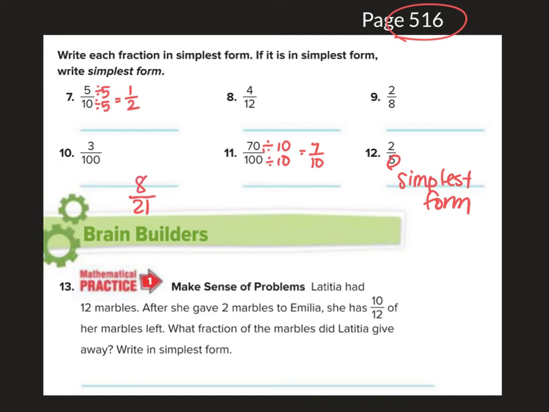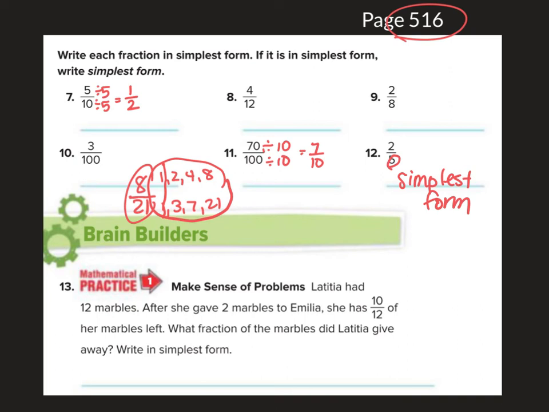Okay, 8/21. So 8's factors are 1, 2, 4, and 8. 21's factors are 1, 3, 7, and 21. Do they share any common factors besides 1? No. So 8/21 is simplified. And they're not prime numbers. They both could be simplified, but they don't have anything in common. So 8/21 is simplified. Done. Okay? So not always is it a prime number. If they don't share any common factors, you just know it's simplified.